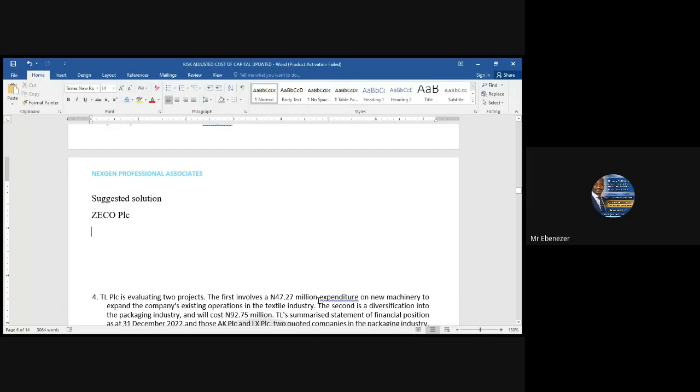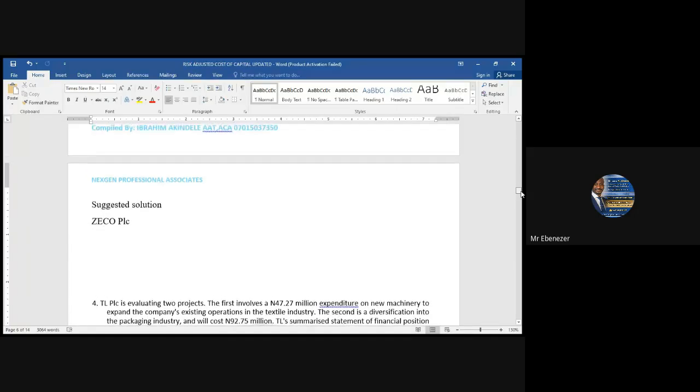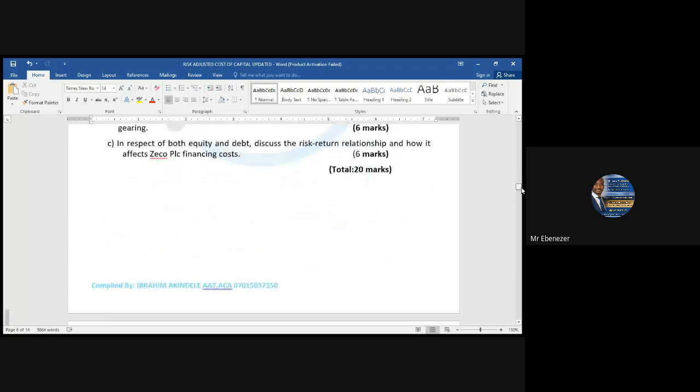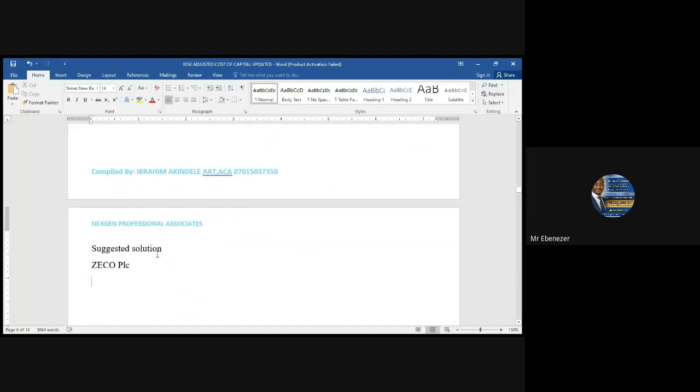Zeco PLC. So after that, we need to determine A, the cost of equity, the main cost of equity, the current cost of equity.